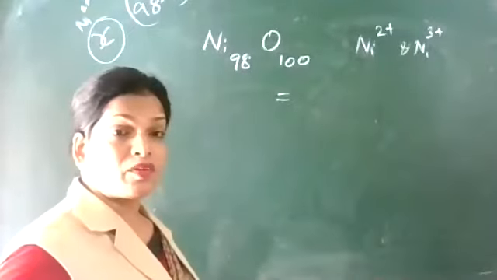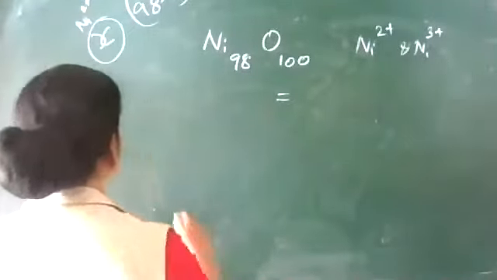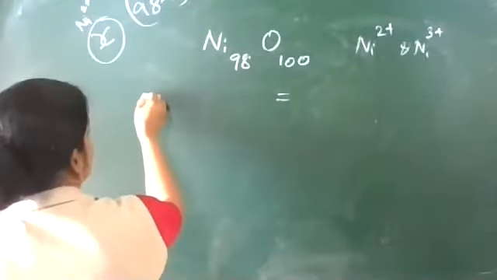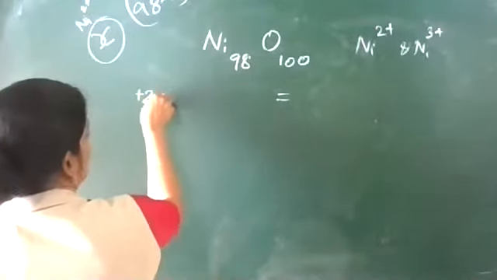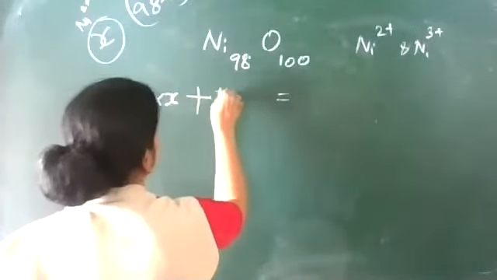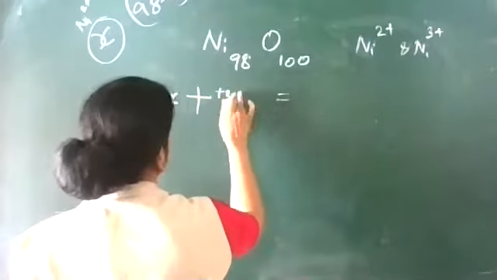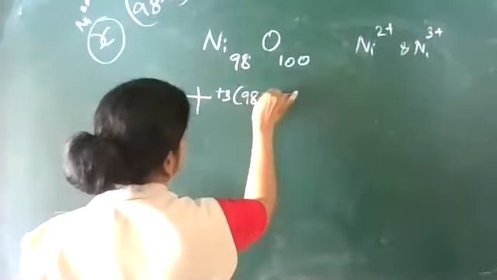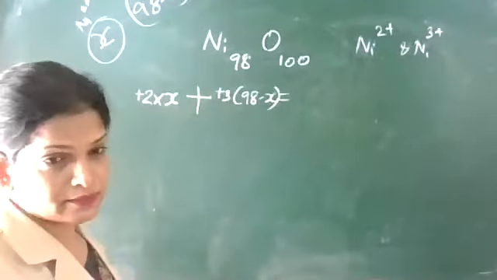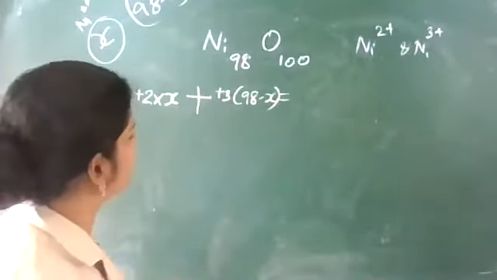What is the total number of positive charges? Total number of positive charges is equal to plus 2 into X and plus 3 into 98 minus X. What is the total number of negative charges?